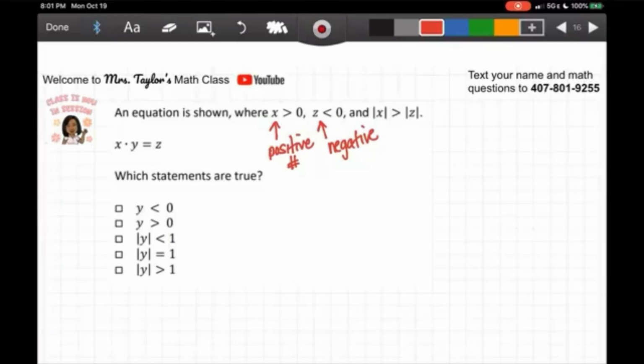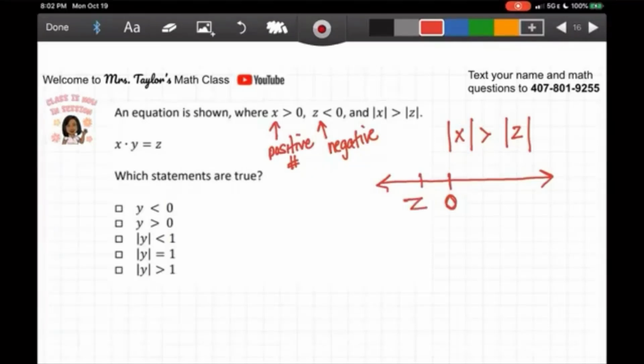Okay, and so if they're telling you that x is greater than z, that means we have sort of kind of like the situation we had before. So if we was on a number line and you had 0 here, and we know that z is a negative number, so this would be z here, and then this would be x here. They're telling you that the absolute value of x is going to be greater than the absolute value of z. That means that x is further away from 0 than z is.